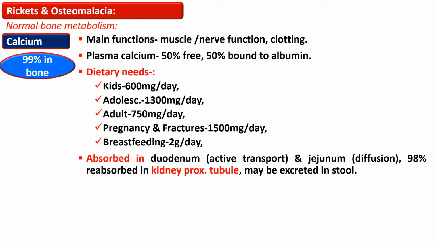The adult daily requirement is 750 milligram per day, but the maximum requirement is during breastfeeding, that is about 2 gram per day. This calcium is absorbed in the duodenum by active transport, while in the jejunum it is absorbed through diffusion. 98% of this calcium is reabsorbed in the kidney proximal tubule, and it may be excreted in stool.